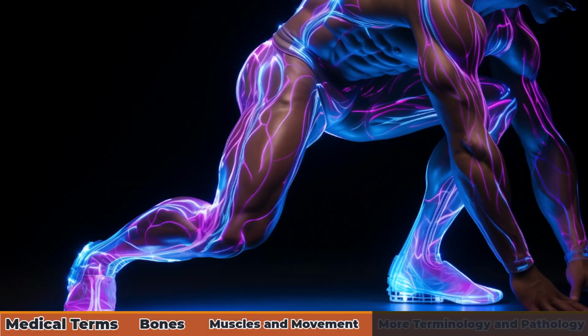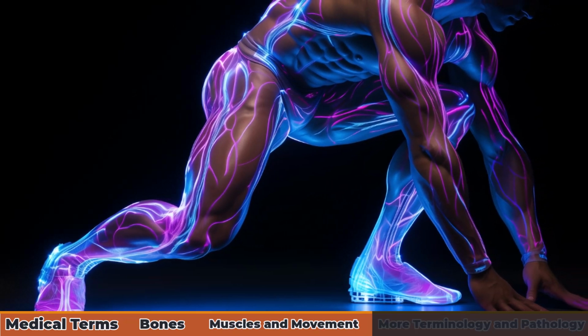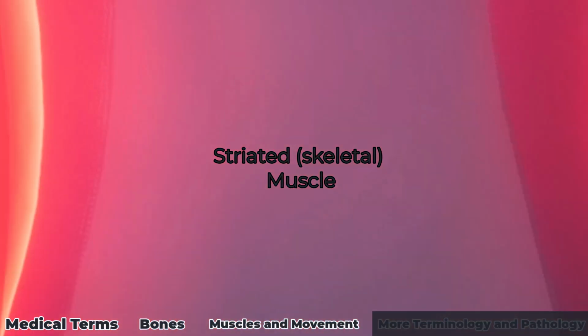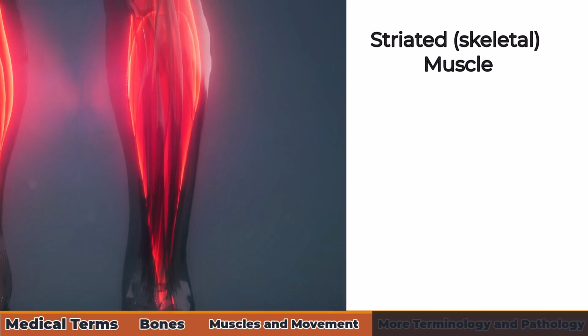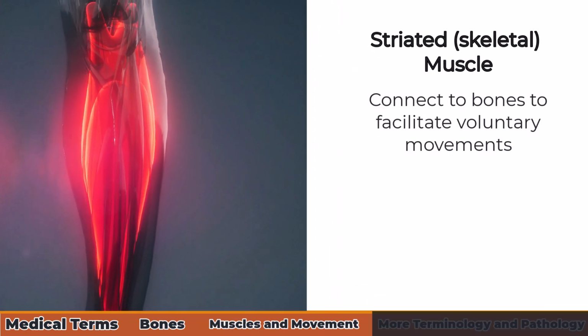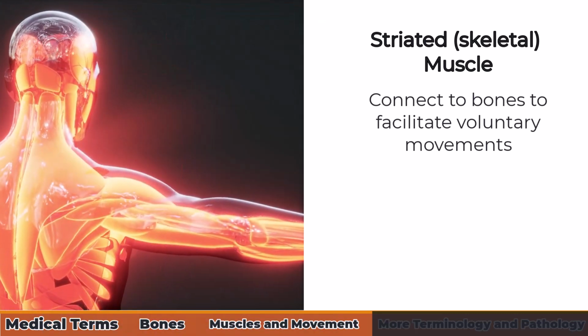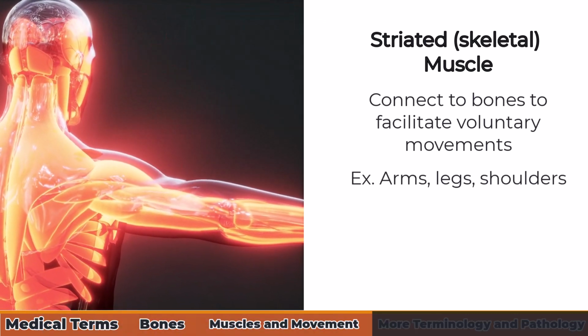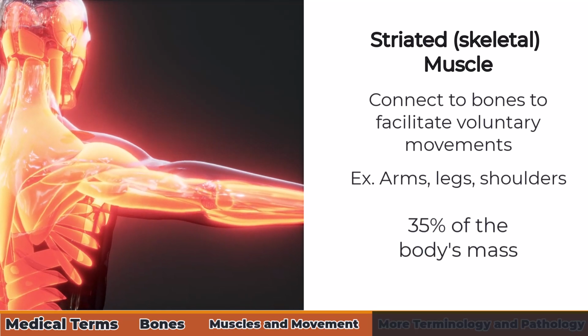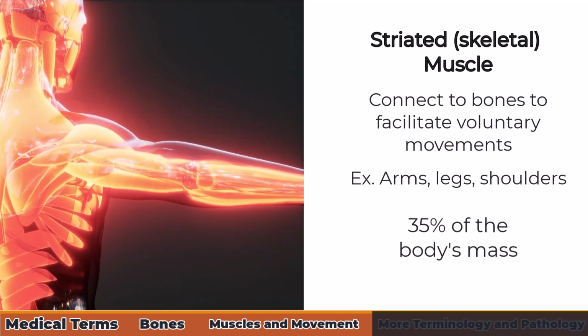Let's move on to muscles. There are 3 types of muscles. We'll review them one at a time. Striated or skeletal muscles. These muscles connect to bones and help perform a wide range of voluntary movements and functions. Think of your arms, legs, and shoulders. They make up about 35% of our body mass.